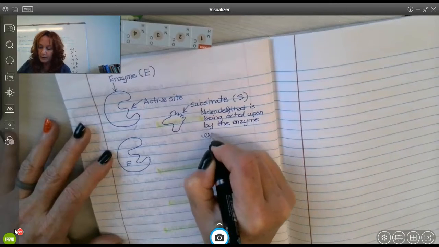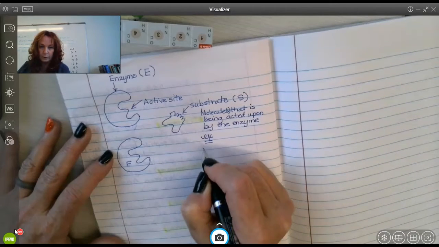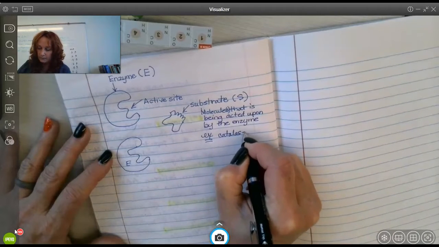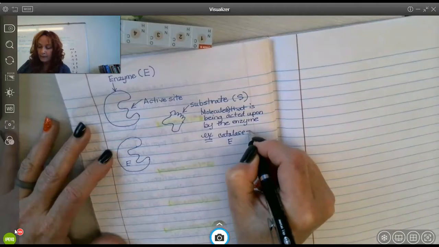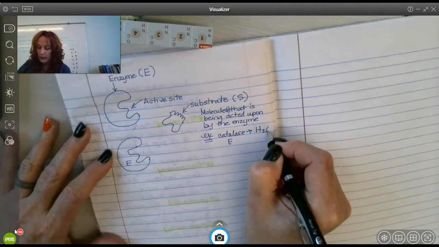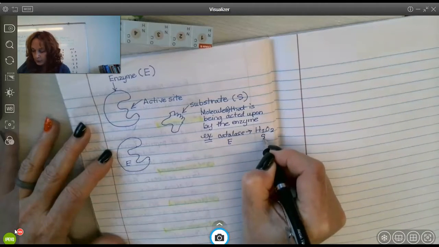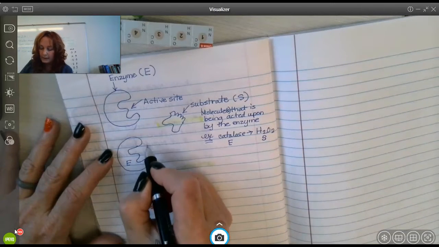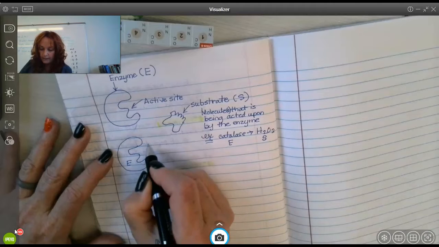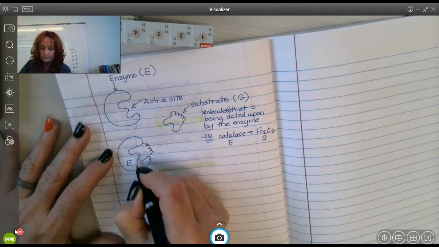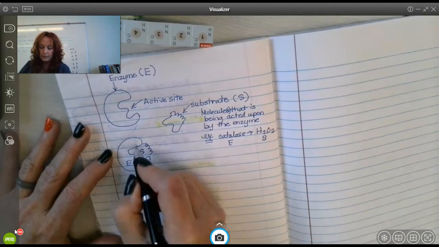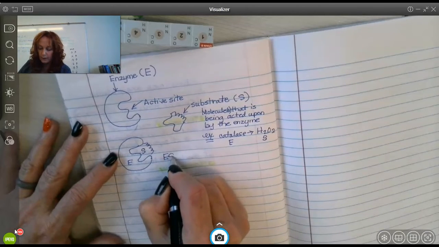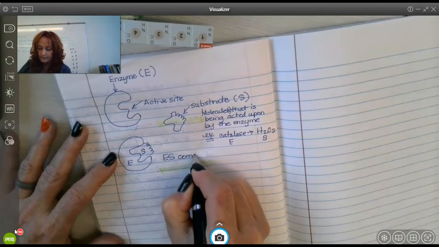So let's go with an example because we have one from the lab we've done. Catalase is the enzyme that acts on hydrogen peroxide, so it's the substrate. So for our example, I'm just going to dock this substrate. So this is S, and when we see it in this together conformation, it's called the ES complex.